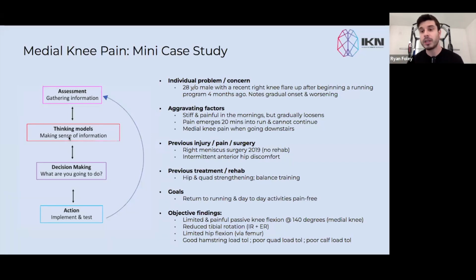So, of course, initially you are gathering information through the subjective assessment, the objective assessment, but this second step here, where we have these thinking models, is very important, and I think it's a forgotten portion of the assessment process and the decision-making process, because what these really represent are lenses or filters through which you are making sense of the information that you gather from the assessment, and then how you make sense of that information will inform the decisions that you make.